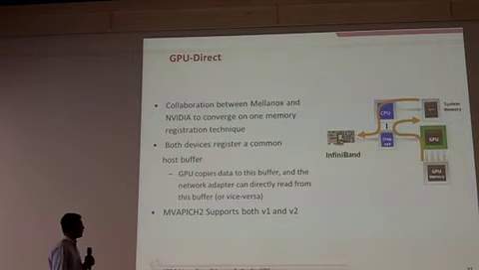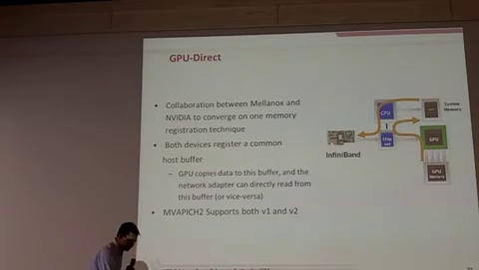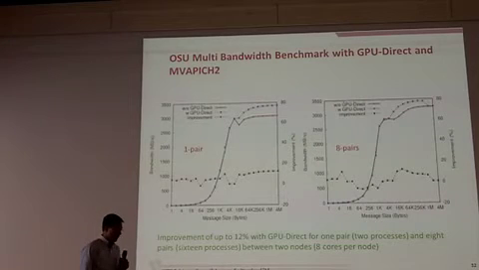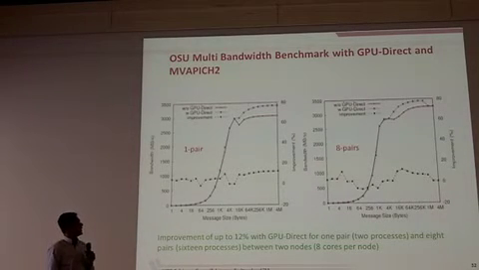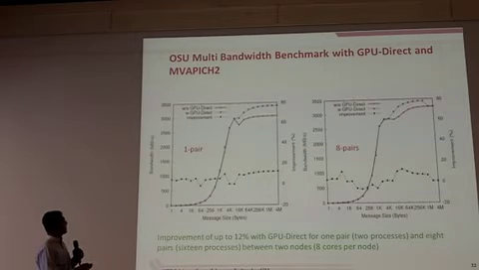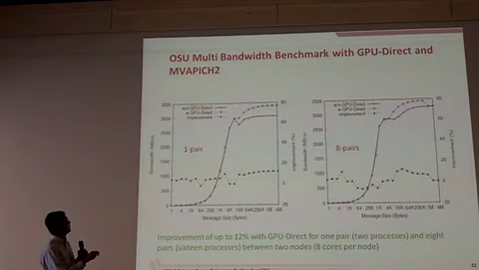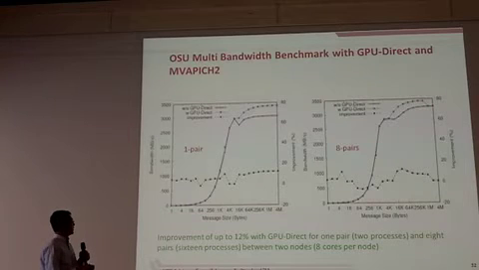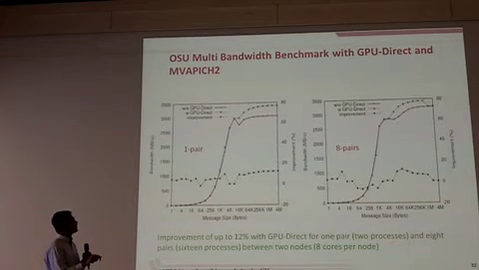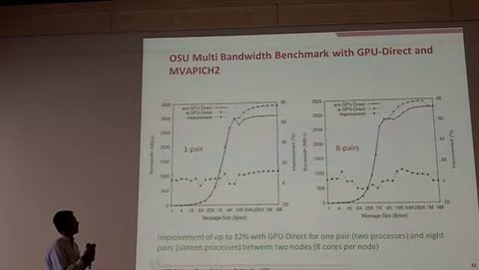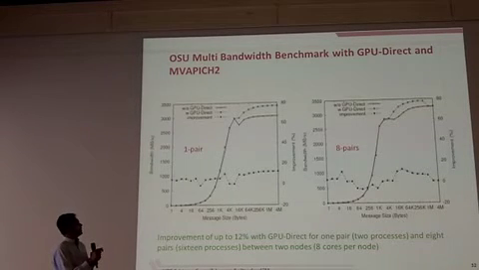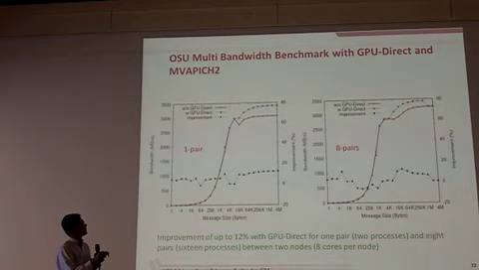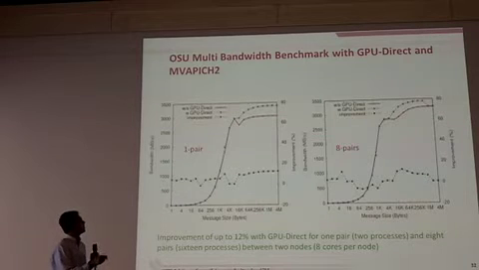So MVAPICH2 supports both GPU Direct V1 and V2. And these numbers are actually with V1. What we have done here is made a bunch of optimizations with GPU Direct, and you can see that we can see a big difference here with up to 12%. And even without GPU Direct, we have made a lot of improvement in the 1.6 release. And here you can see this performance, and that's the dip, Sadaf, you were mentioning, without GPU Direct.